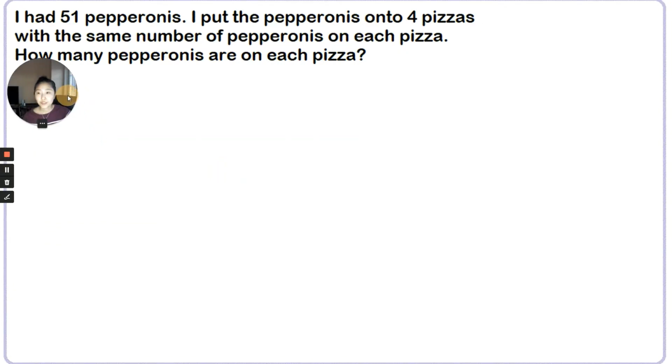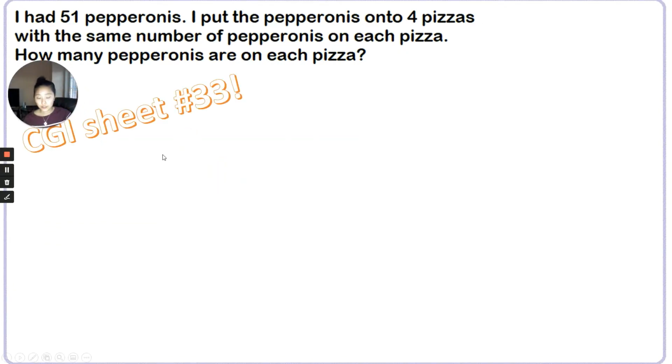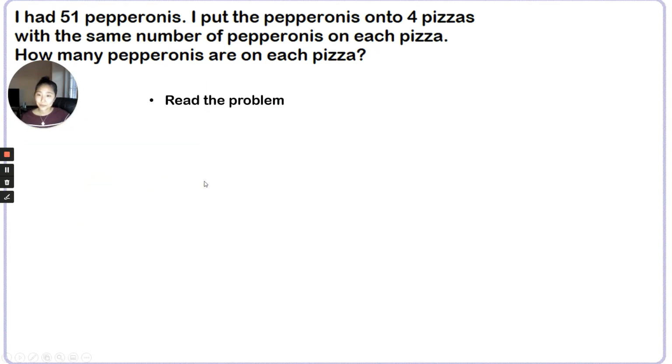So make sure that you are on your page for 33. I'm right here too. In my binder, I have page 33. This is my CGI problem right there. And we're going to be reading, rereading, and doing all of that right now. So I'm going to read it. You're going to pause and then reread it.